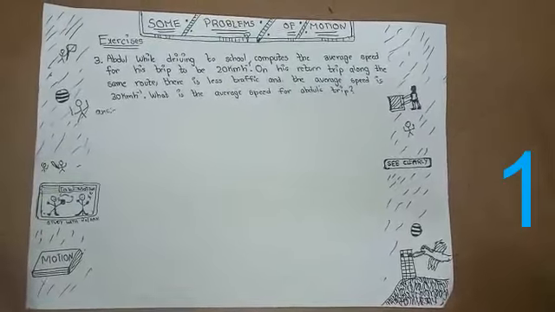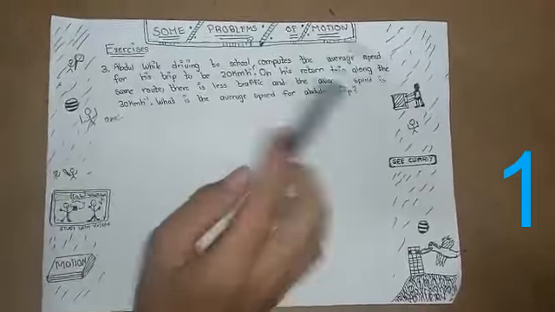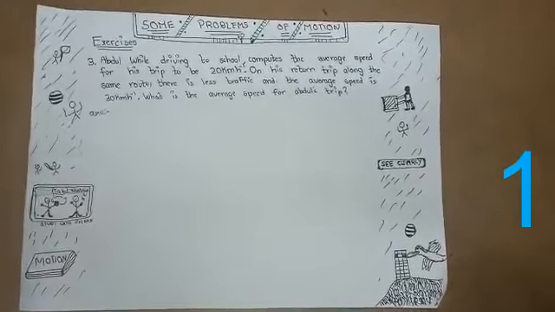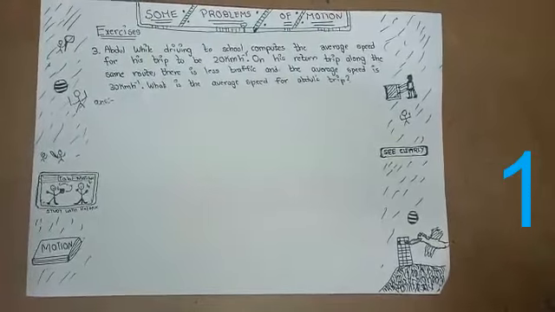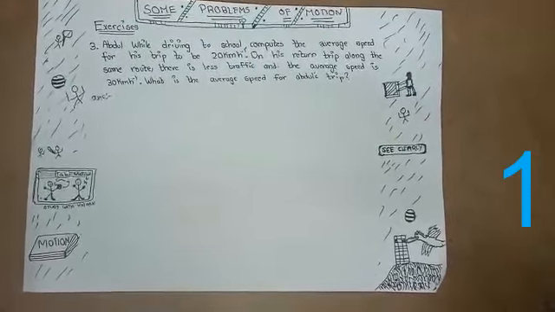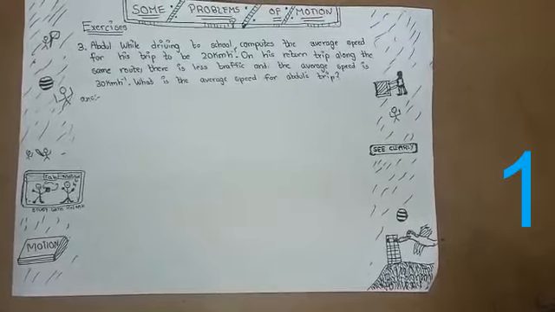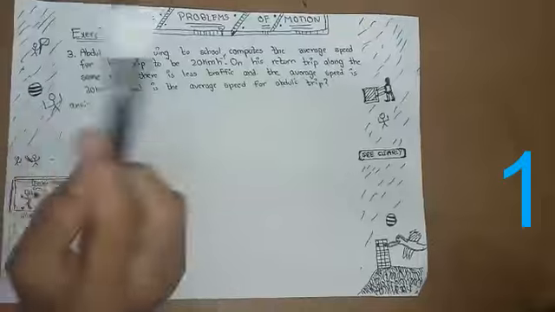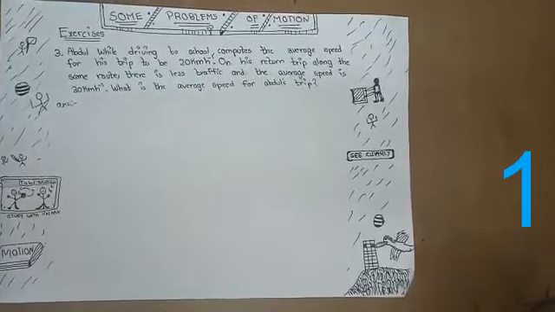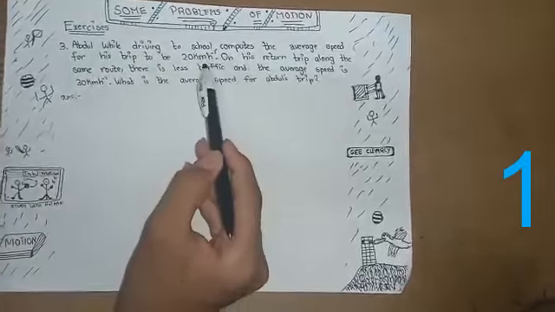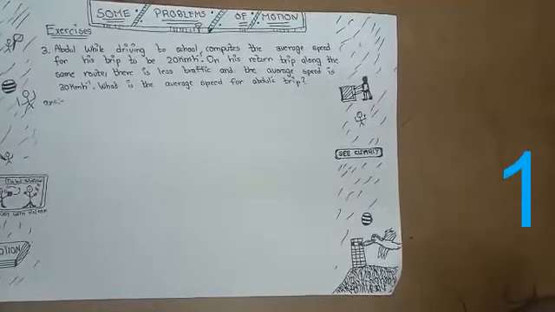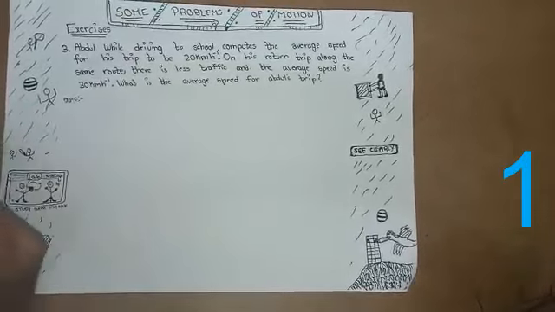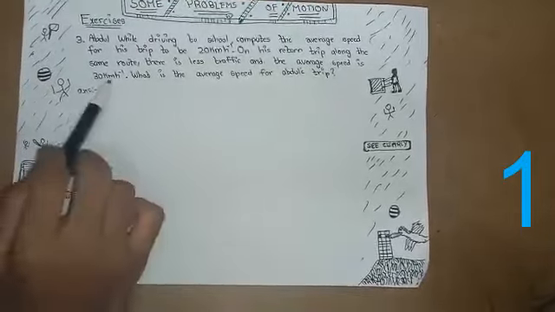Abdul, while driving to school, computes the average speed for his trip to be 20 km per hour. On his return trip along the same route, there is less traffic and the average speed is 30 km per hour. What is the average speed for Abdul's trip? So here Abdul has gone to his school with a speed of 20 km per hour, and on his return trip over the same distance with less traffic he has gone at more speed, so he went at a speed of 30 km per hour.